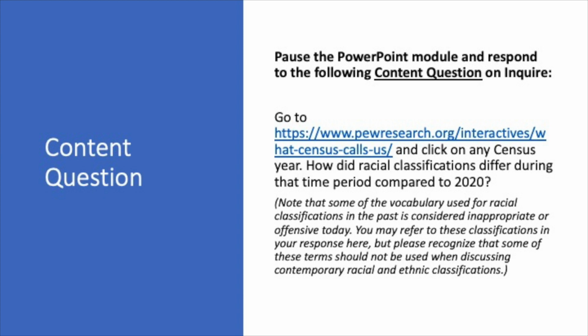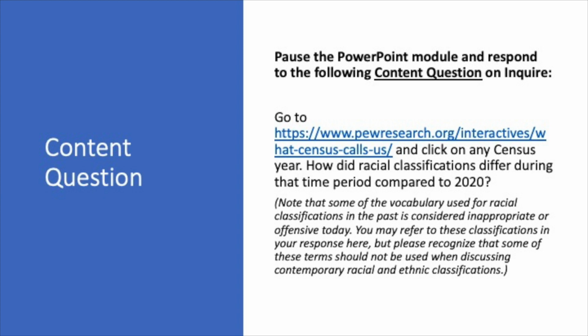So now for your content question, and this was related to that example of the US Census and racial formation within the US Census. I want you to go to the Pew Research Center's website. The URL is right here. I'm also going to include it on Inquire, so you can click the link instead of typing from the PowerPoint module. I want you to click on or open this link and then click on any census year. You're going to see an option for 1790 and then each census after that.